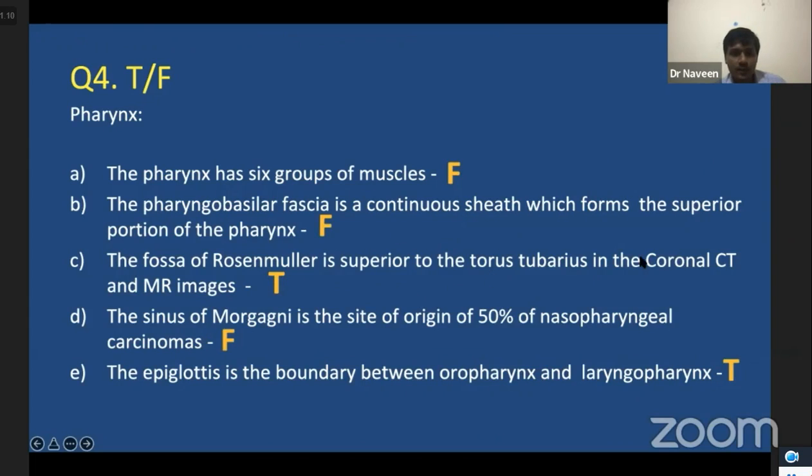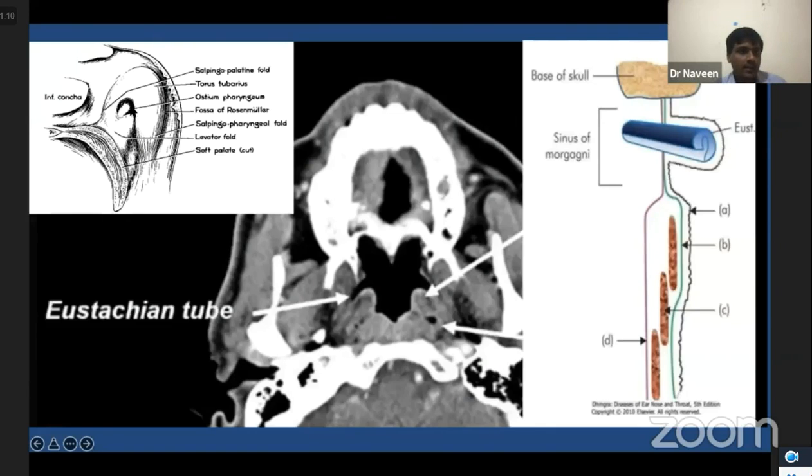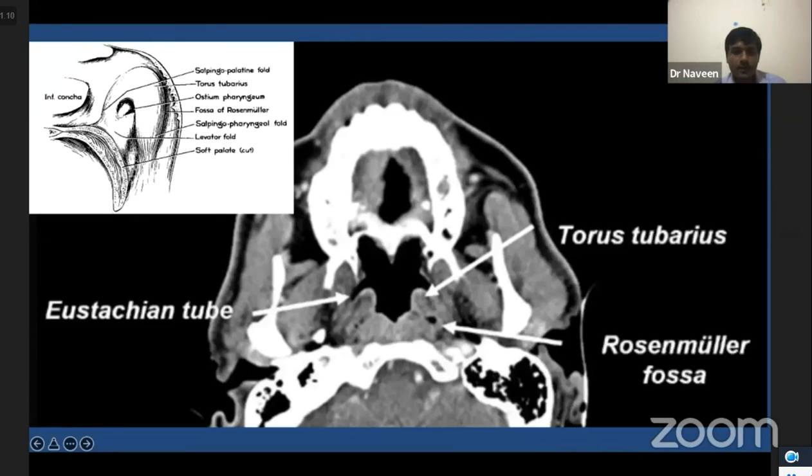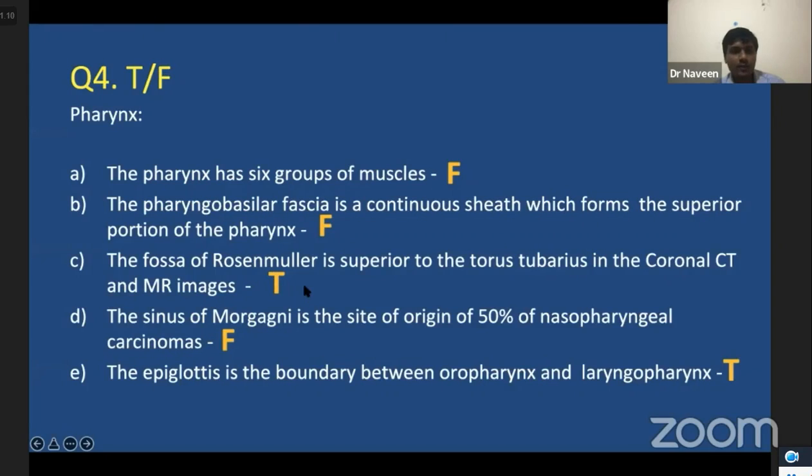Next, the fossa of Rosenmuller is superior to torus tubarius. Here we can see the ostium of the eustachian tube. This projection is the torus tubarius. Posteriorly and superiorly, there is the recess which is called the fossa of Rosenmuller. This is the most common site for nasopharyngeal carcinoma. So this is right.